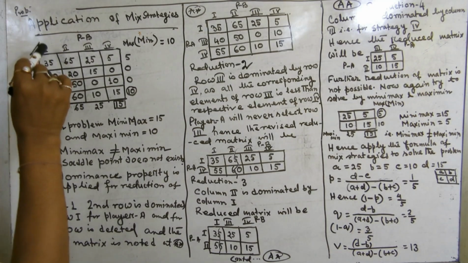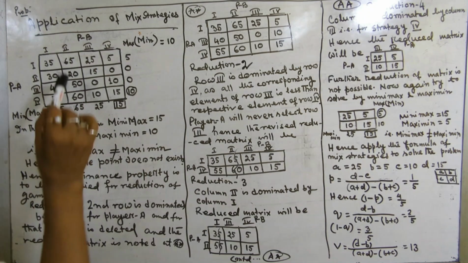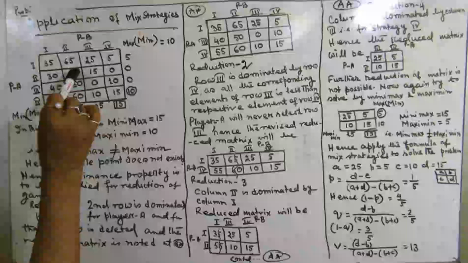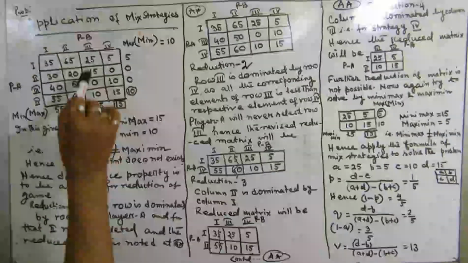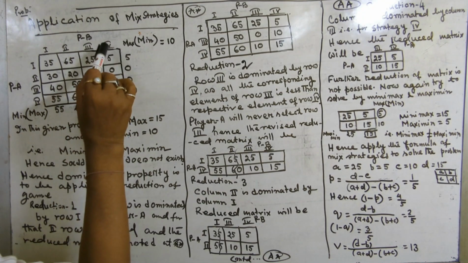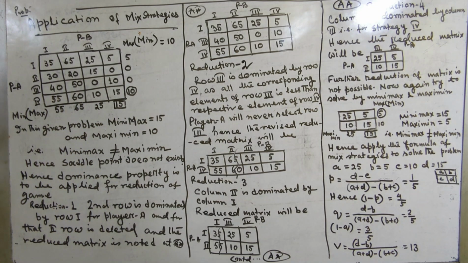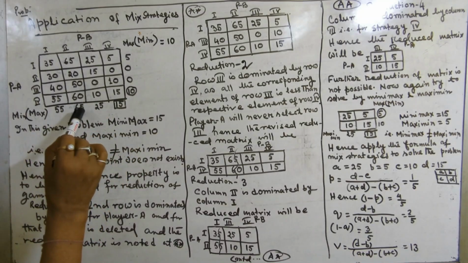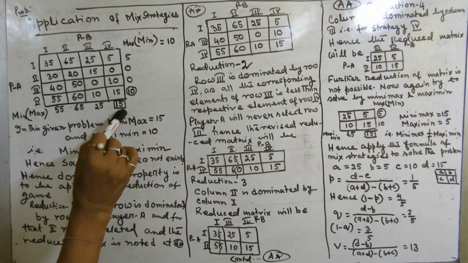Now, minimax. Column-wise, the maximum value is noted. For the first column, the maximum value is 55. For the second column, the maximum value is 65, because out of 65, 20, 50, 60, the maximum value is 65. For the third column, the maximum value is 25. And for the fourth column, the maximum value is 15. And you have to select the minimum out of all these maximum values, that is 55, 65, 25 and 50. And the minimum value, that is the minimax, is 50.